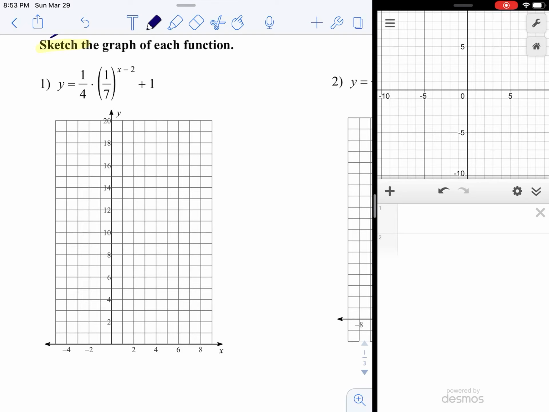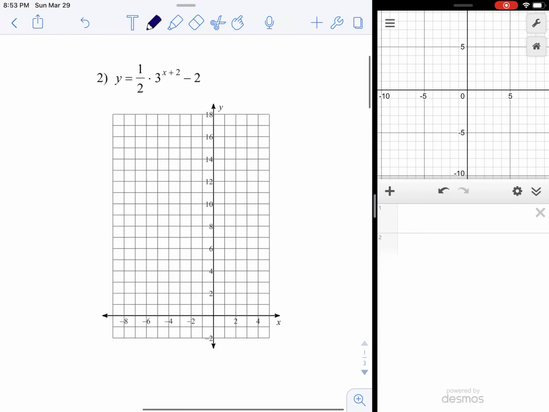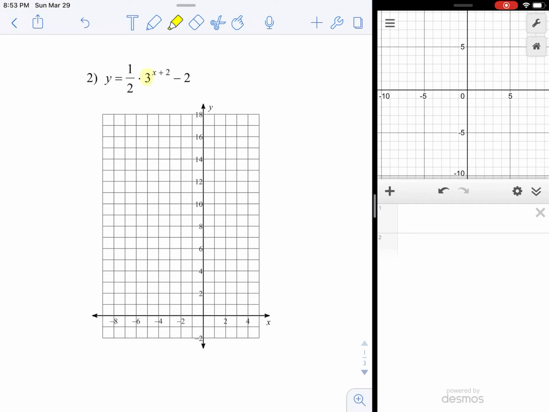So this is an exponential function because the variable is part of the exponent. There are 2 types. There are growth and decay. When you have a fractional base, this creates what we call a decay function. So that's going to be really important. You're going to need to know that. On the other hand, if the base is a whole number, it's going to be growth.